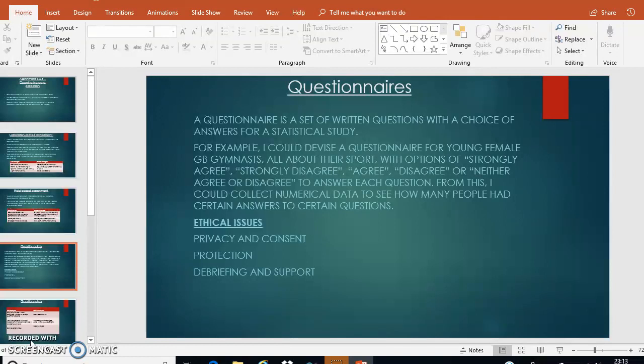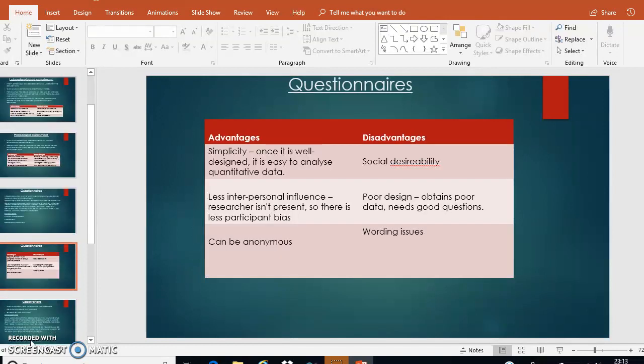And ethical issues with questionnaires are privacy and consent. So consent must be given from the gymnasts before they complete the questionnaire. It must be kept confidential, so only the data can be seen by the person who created the questionnaire. And so it must be protected, and there must also be debriefing and support. So advantages and disadvantages of questionnaires: they're simple. So if they're well designed, then it's easy to analyse quantitative data.